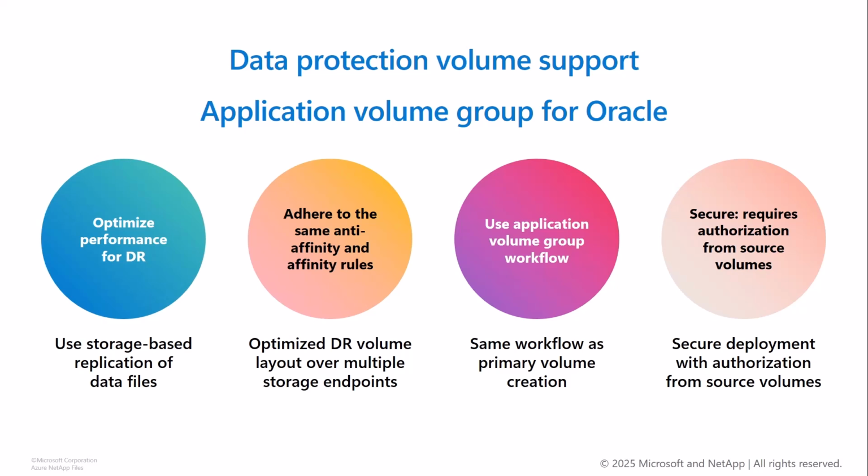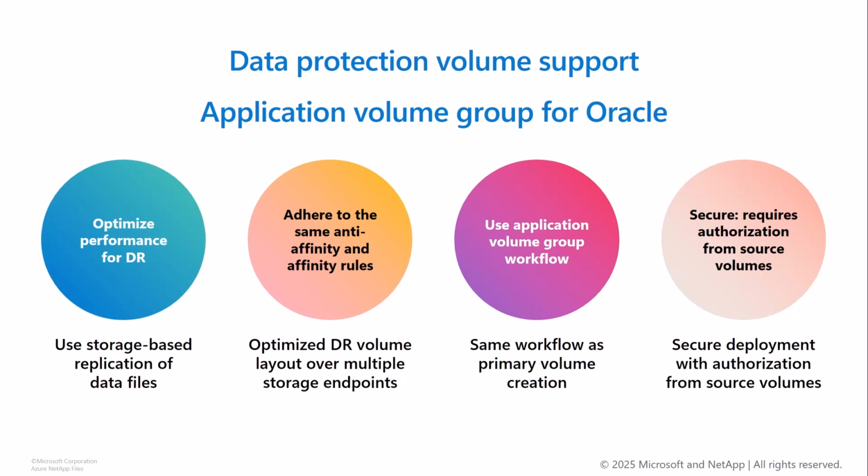This approach adheres to anti-affinity and affinity rules for volume placement, ensuring that disaster recovery data volumes and log volumes do not share storage endpoints, thus reducing network contention. Backup and binary volumes are placed together since they do not compete for network I/O, making the data protection volume layout practical for failover. Security is maintained, with all data protection volumes requiring authorization from source volumes, just like other cross-zone or cross-region replication relationships.